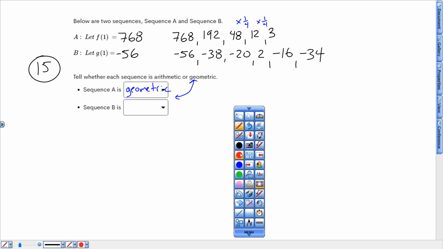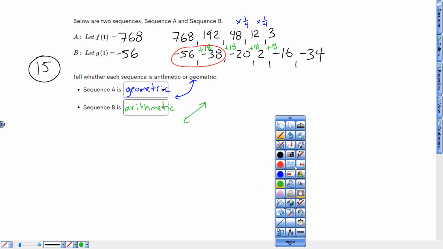All right, next one. Looks like I'm going down by the same amount. And if you can't see it, just take that positive 56 minus 38. You'll see the number I'm adding there. I'm adding 18. That's the only thing that makes these negative numbers go down like that, is adding 18. So again, anything adding the same amount makes this arithmetic, which means it's a straight line, which is another term for linear. And then this one, geometric, another term for exponential.